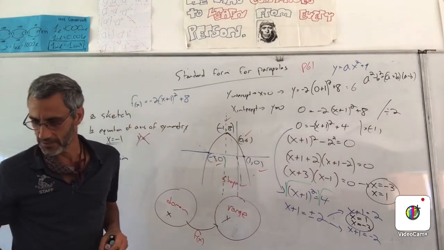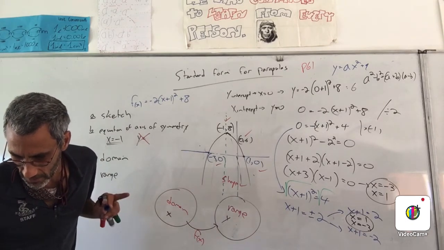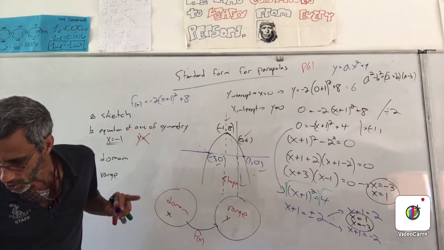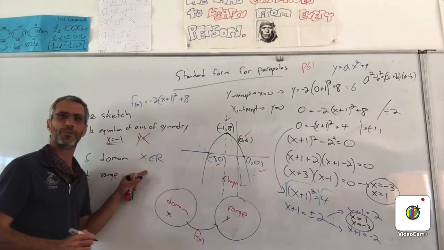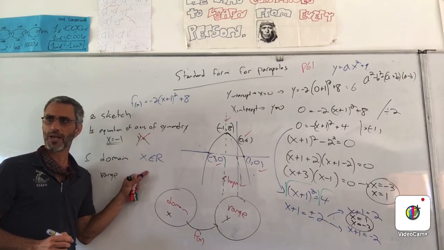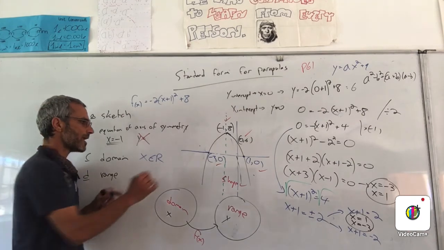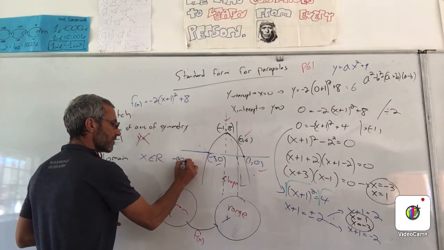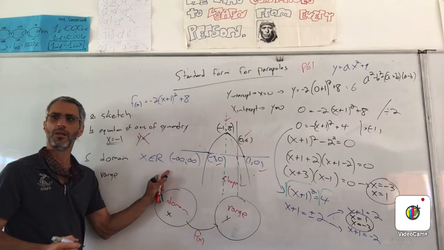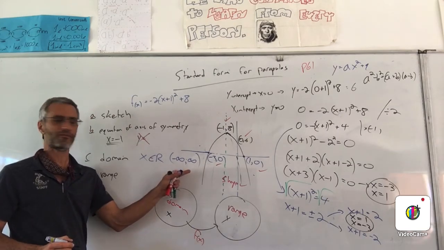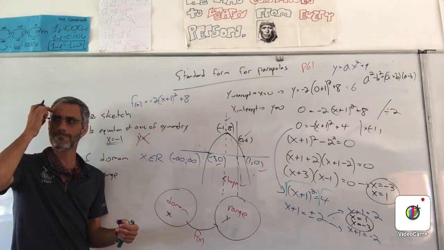There are two ways of writing it. One way is just to say x belongs to R. That's the way I would do it. Any real number will do. Another way you can do it is minus infinity to infinity. That means the same thing: any number between minus infinity and infinity, not including them, because we can never really reach minus infinity. Are we happy with that?